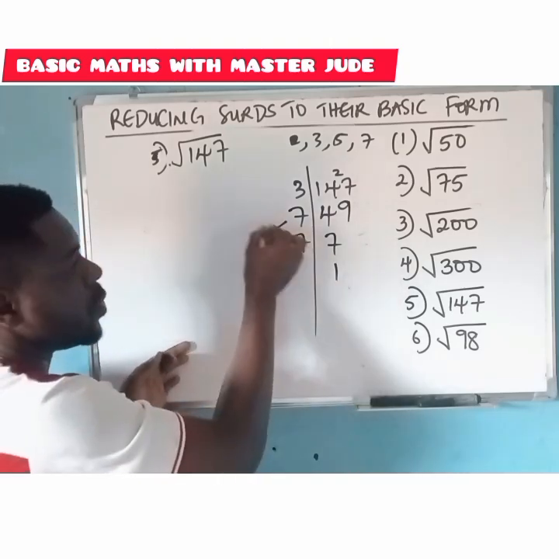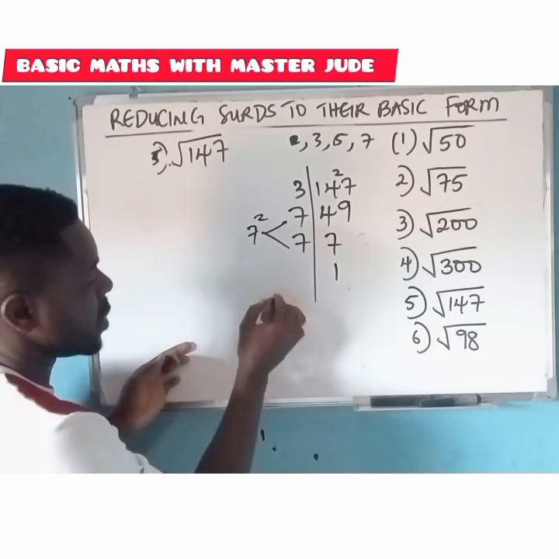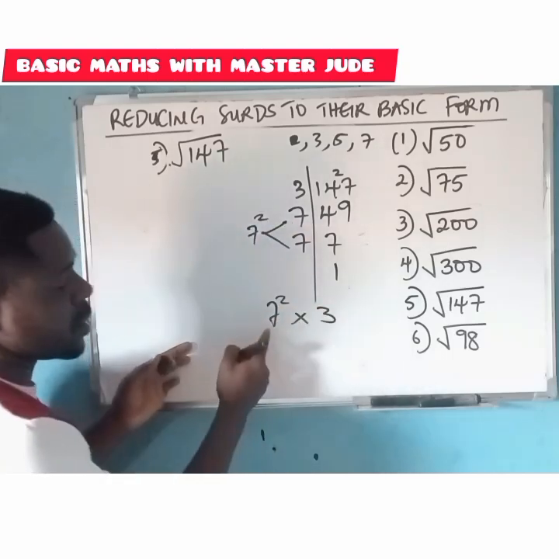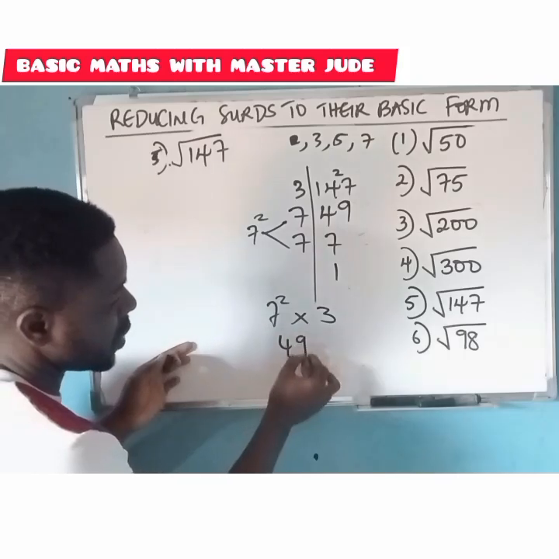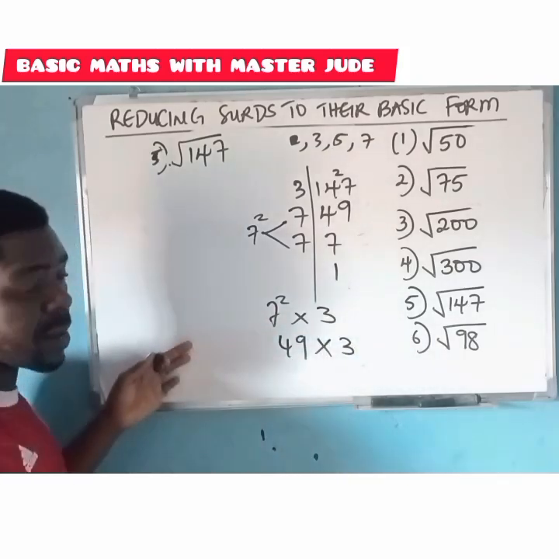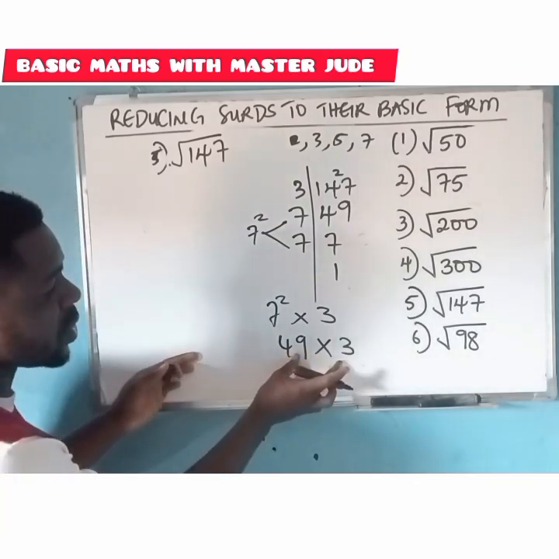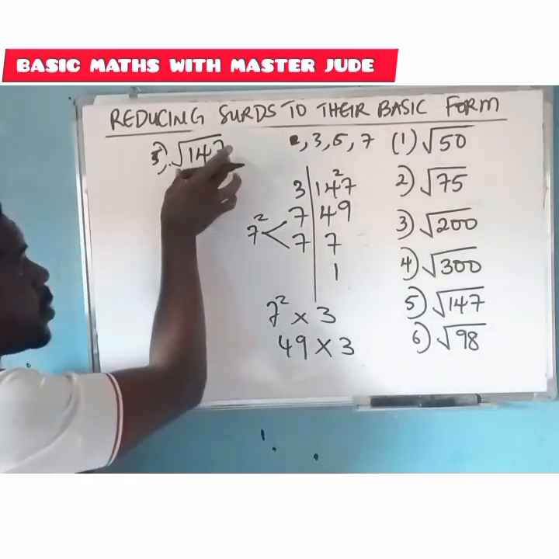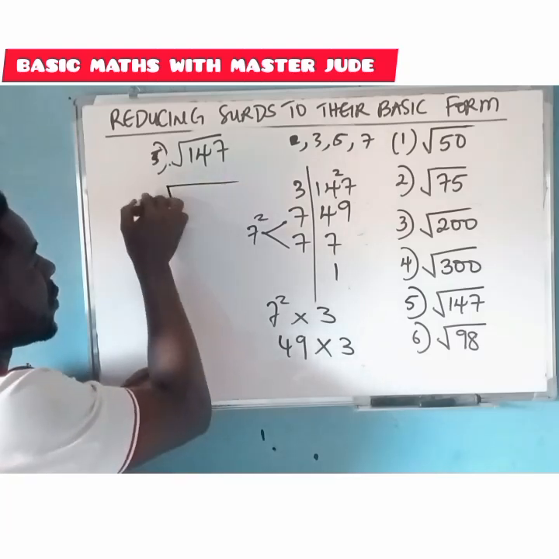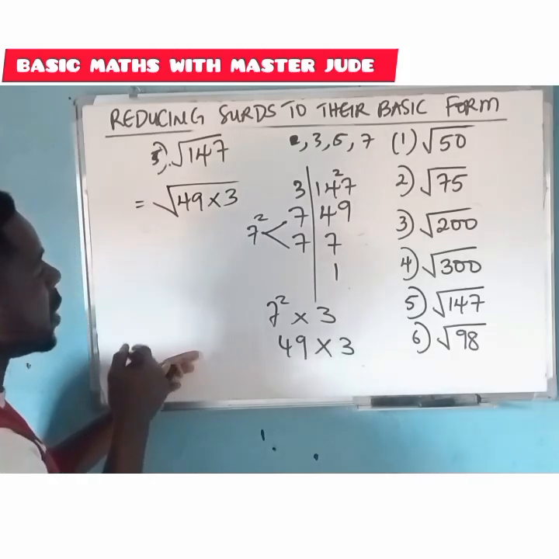7 in 7 will give us 1. Then you pair. This is 7 squared. So what you have is 7 squared multiplying 3. 7 squared is 7 multiplied by 7, which will give us 49. So we are going to use 49 multiplying 3 to replace 147. So this is what we are going to have: 49 multiplying 3. Now let's separate.